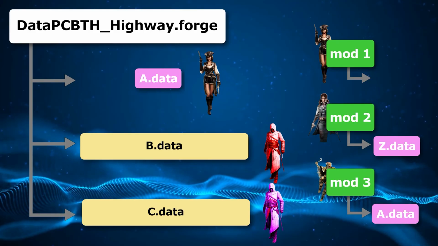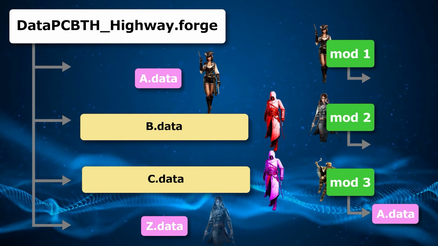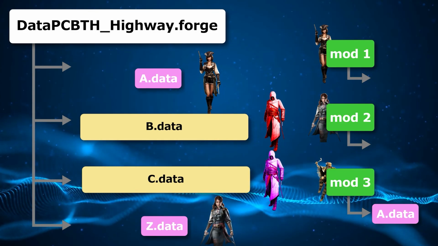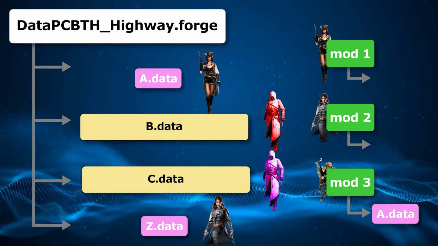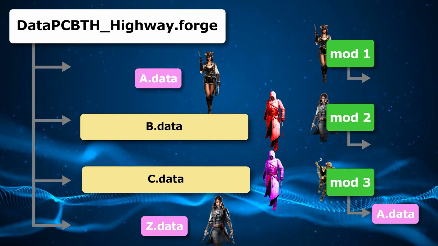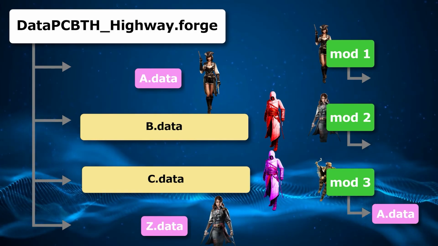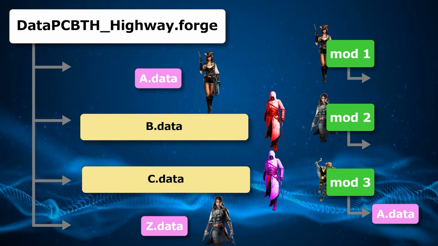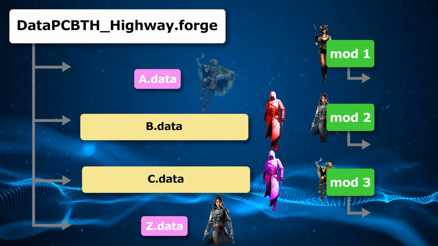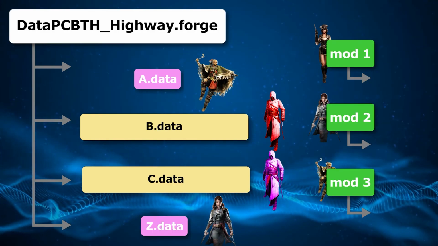Then we'll go to the second mod. The second mod adds a file to this Forge file, which is data file Z. So now you don't have to worry about it replacing any file, so you can also add it to that Forge file. So now you have mod 1 and mod 2 in that same Forge file. But mod 3 is different. Mod 3 also replaces data file A. So if we put that in and we go back in game, you won't see mod 1's outfit anymore, you will see mod 3's outfit.